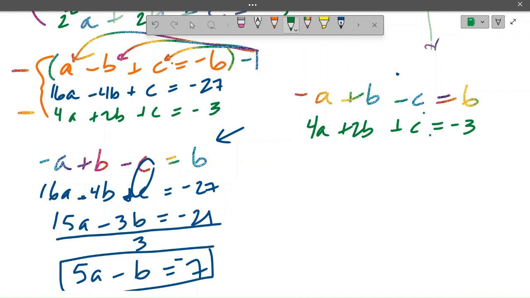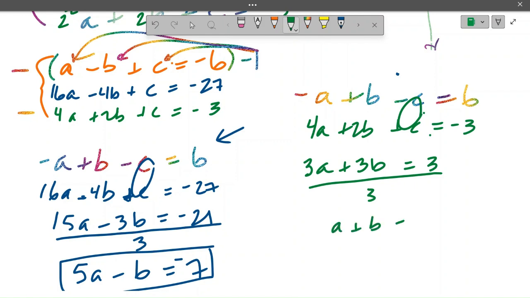So let's make sure that we correctly eliminated c before we combine like terms. Negative c plus c is 0. Great. All right, now we have negative a plus 4a, which is 3a. We have b plus 2b, which is 3b, equals 6 minus 3, which is 3. So like the last equation, I'm noticing that each of these terms is divisible by 3. So I'm going to clean this up a little bit and divide each term by 3, and that gives me a plus b equals 1.